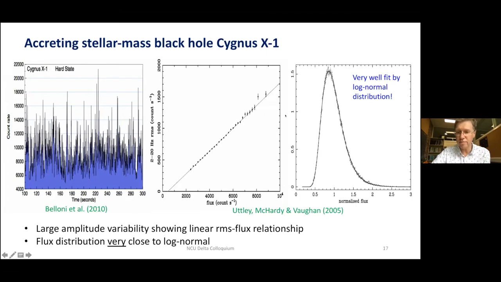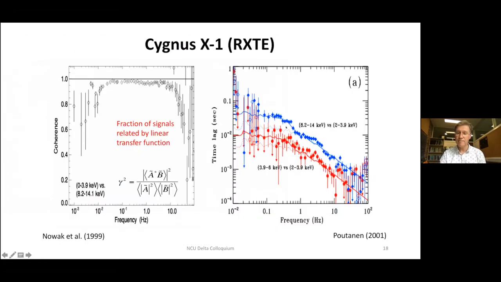Now, another fact you find when you look at the observations is that if you look at two different parts of the spectrum, so for example, in the stellar mass black hole we're looking at, we can look at soft X-rays and hard X-rays, we find some interesting facts. We find firstly that they are very coherent across a certain range of frequencies. So for medium time scale fluctuations, we find, for example, the 0 to 4 keV band is very closely matching, is very coherent with the 8 to 14 keV band.